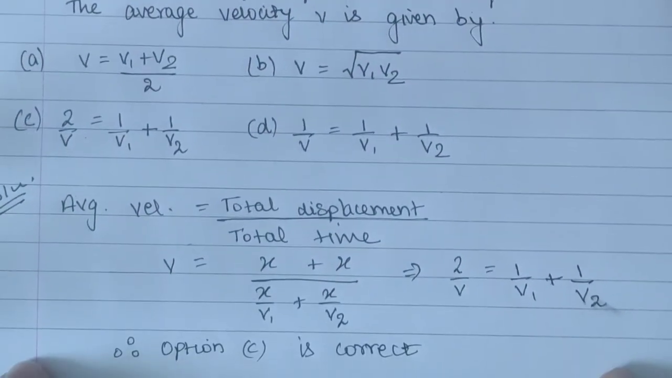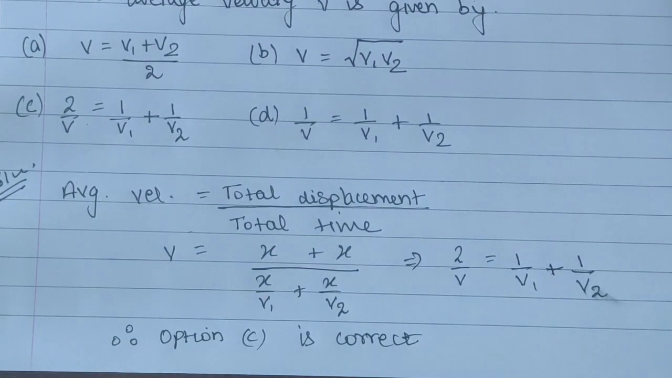Now to calculate the answer, we'll use the formula that average velocity is equal to total displacement by total time. The displacement during the first and the second interval are equal and will be equal to x each. So the total displacement is 2x.